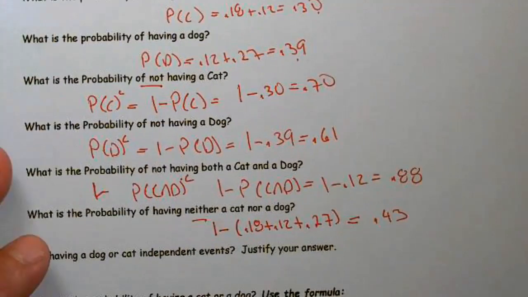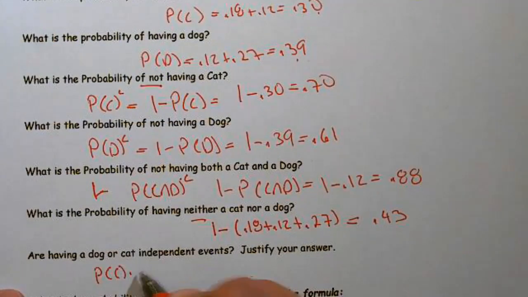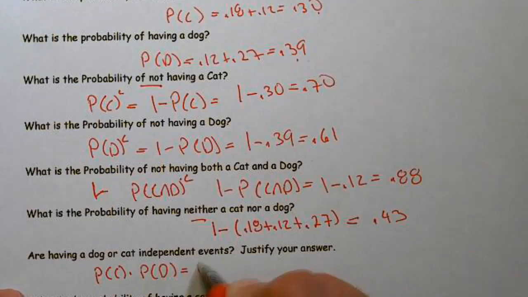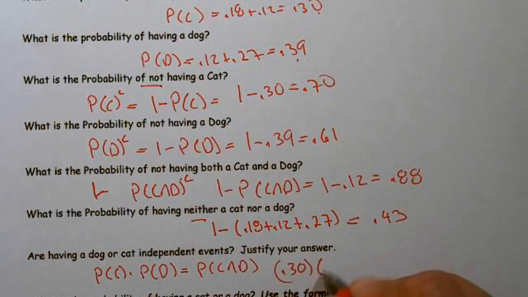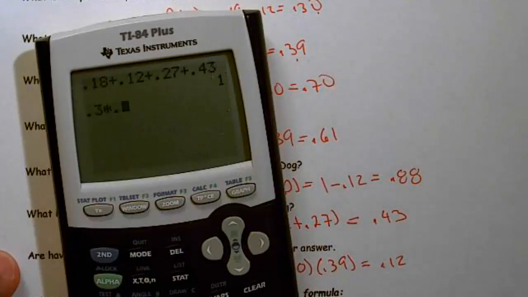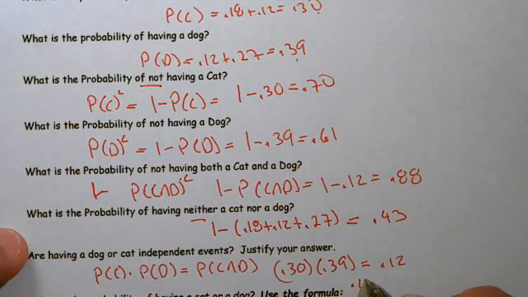Are having a cat or dog independent events? If they're independent, means we can multiply and get the intersection. So the probability of cat times the probability of dog should equal the probability of cat dog if they're independent. Well, the probability of cat is 0.30. Probability of dog is 0.39, and 0.12 is the probability of cat dog. Well, when I take 0.3 times 0.39, I end up getting 0.117. So 0.117 does not equal 0.12.